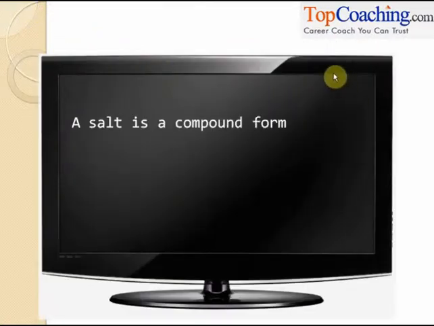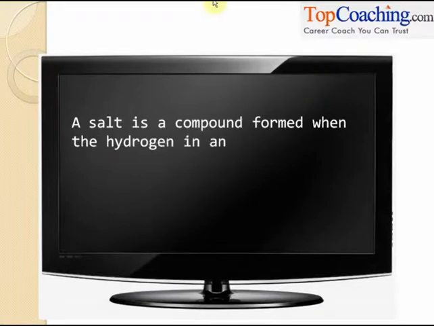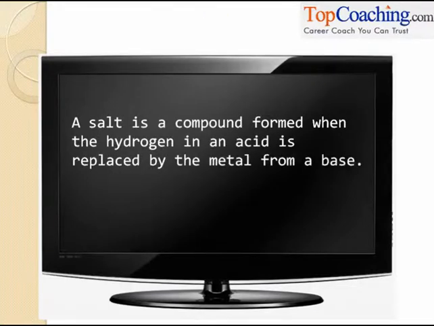A salt is a compound which is formed when the hydrogen in an acid is replaced by the metal from a base. Understood? So we know that all acids contain hydrogen, isn't it? Hydrochloric acid is HCl, it has hydrogen. Sulfuric acid has hydrogen because it's H2SO4. So when that hydrogen is replaced by a metal, we get a salt.